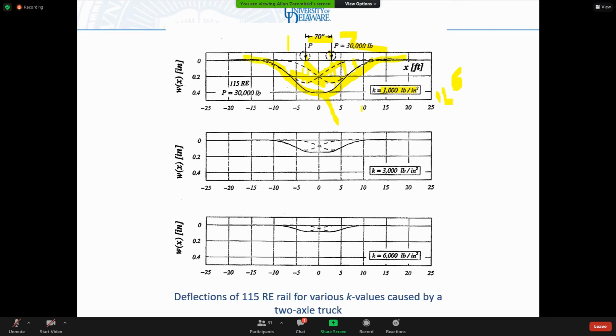As my track gets stiffer, so this would be track that's about 21 kilonewtons. I still have my two deflection curves, wheel 1 and wheel 2. But you notice when I add them together, the maximum deflection is actually a little bit further out. And this gets more exaggerated the stiffer I get. So the shape of the combined deflection curve is actually a function of the stiffness.